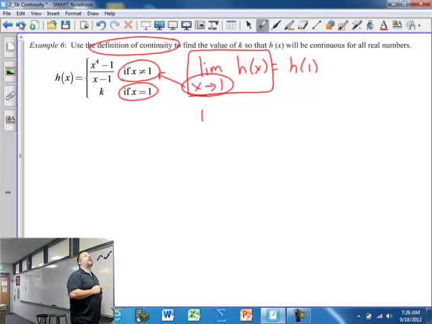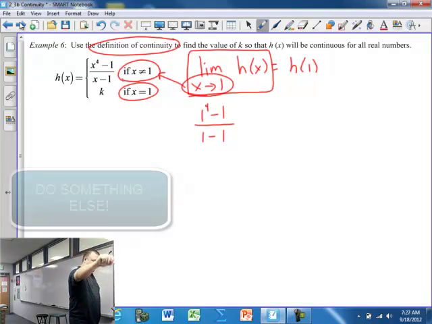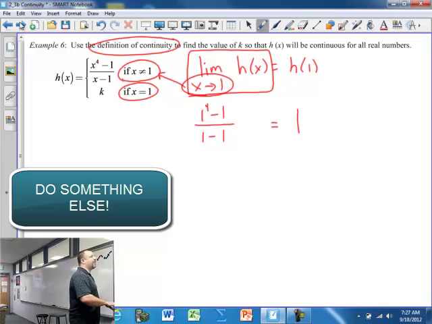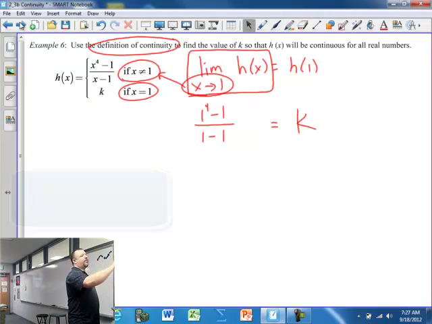So I end up with 1 to the 4th minus 1 over 1 minus 1, which happens to be 0 over 0, which means do something else. Dang it! All right, so what are we going to have to do here? Well, we're going to have to factor this somehow, okay? Well, lucky for me, I remember how to factor.